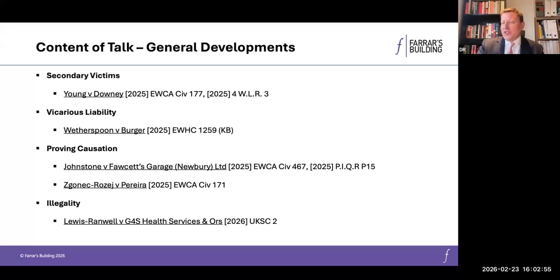As in previous years, what I intend to do is divide the talk into developments which apply across all areas of PI law, and then we'll move on to case law updates in particular practice areas. In respect of general developments, there have been further updates in the recent line of cases from the Supreme Court and the Court of Appeal concerning secondary victims and vicarious liability, and also two interesting cases dealing with the modified tests for proving causation. So we're predominantly going to look at those.